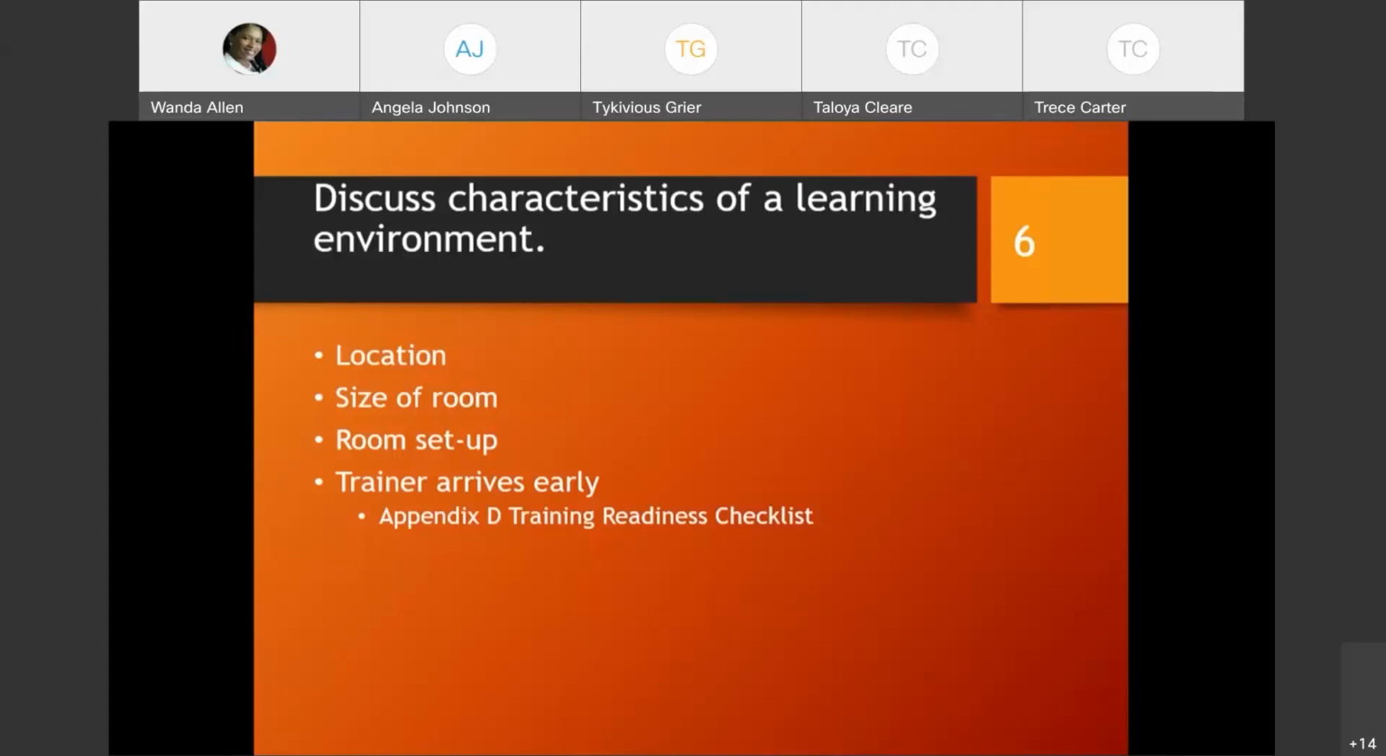Unplug the phone in the room and post class and session sign on the door. Set up a clock with an easy view of the trainer. Set up refreshments, if any. Greet people as they arrive and begin the class on time. The helper can assist people who arrive late to join the class. So this checklist is very beneficial as it relates to training readiness for your class. And again, the goal of doing these things is to foster a learning environment where individuals, participants, can learn.